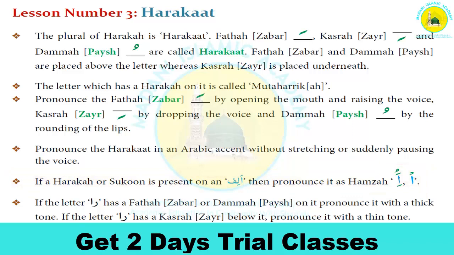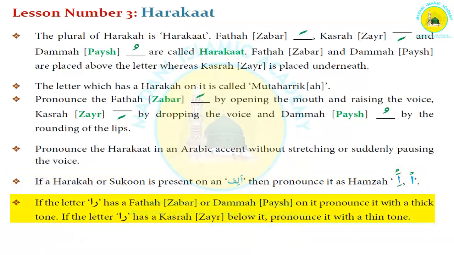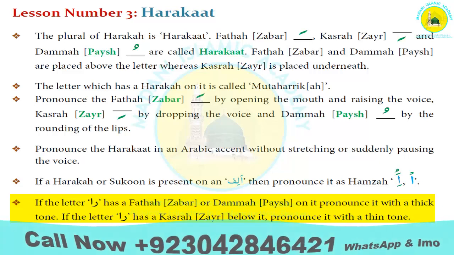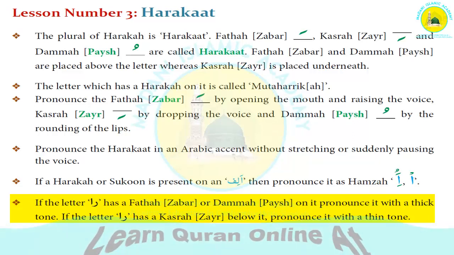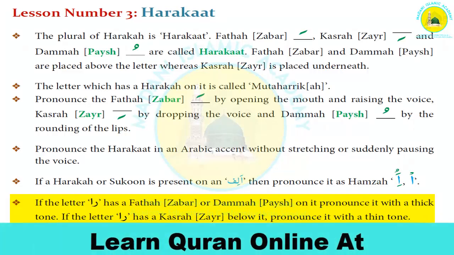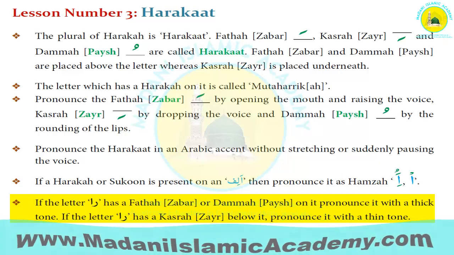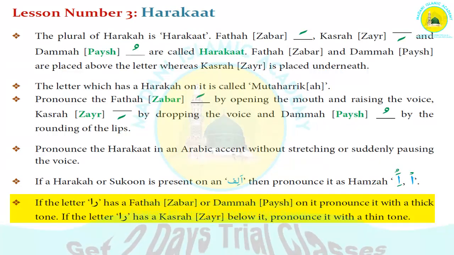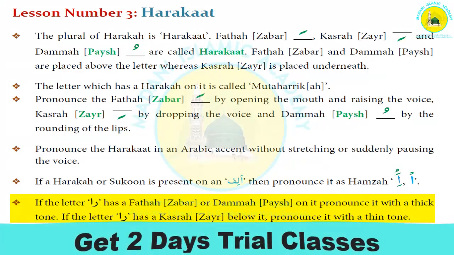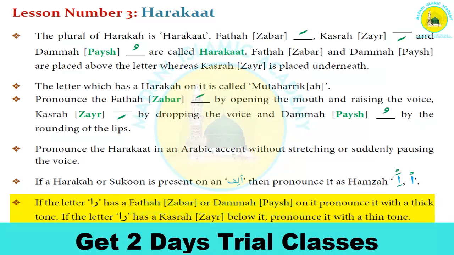And the other thing that we need to know is the letter ra. The letter ra, if it has a zabar or a pesh, yani a fatha or a dhamma, on it, pronounce it with a thick tone. So for example, ra zabar ra, ra pesh ru. So pronounce it with a deeper tone. So let's read that again. If the letter ra has a fatha or a dhamma, yani a zabar or a pesh on it, pronounce it with a thick tone.